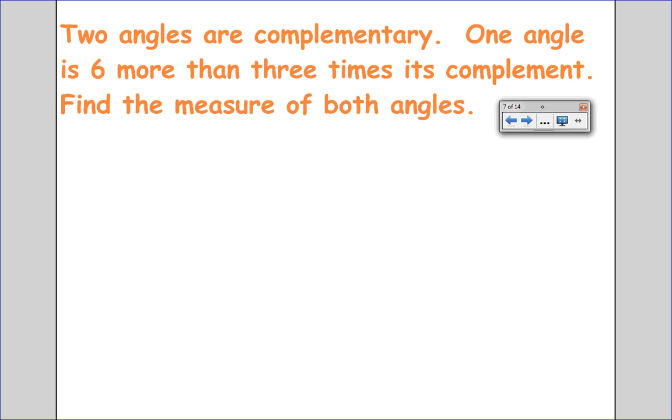Moving on to a word problem. Read the problem, give it a try, check your algebra setup, and then try to solve it algebraically and see how you do with it. Go ahead and pause the video and see what happens.